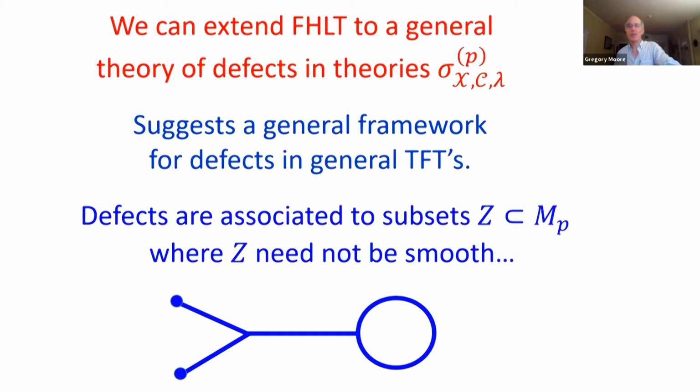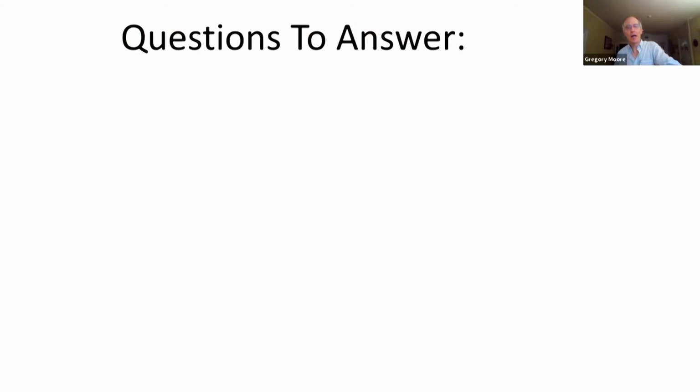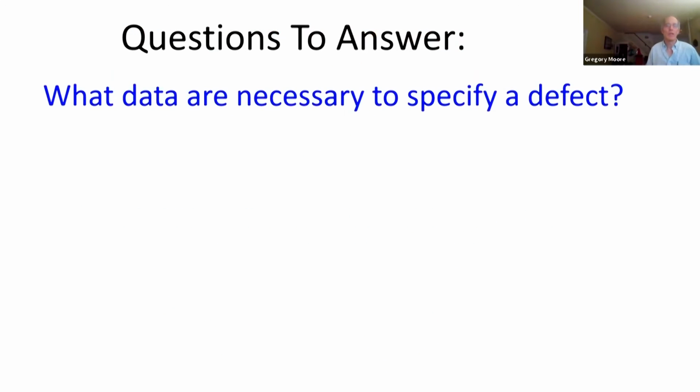Now, defects are associated to subsets of space-time, Z, where Z need not be smooth. It might be something like this picture here. And now, what would we like to know about these defects? Well, we'd like to know, how do we even go about describing them?